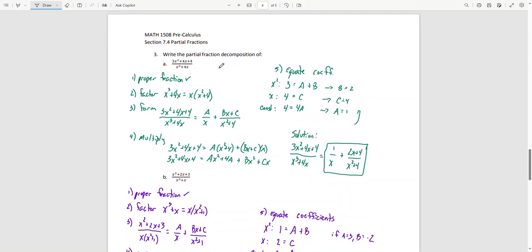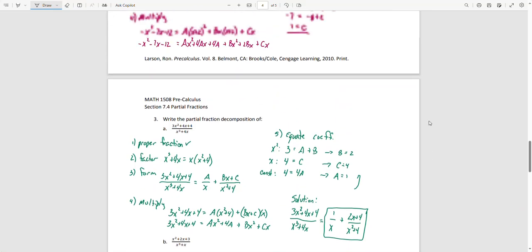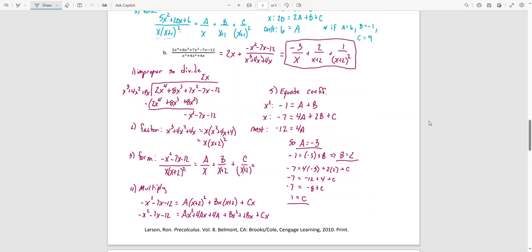Write the partial fraction decomposition of 3x squared plus 4x plus 4 over x cubed plus 4x. A second power in the numerator, a third power in the denominator. Awesome. It's a proper fraction. We don't have to divide. I want to check real quick. Did I? I did not.